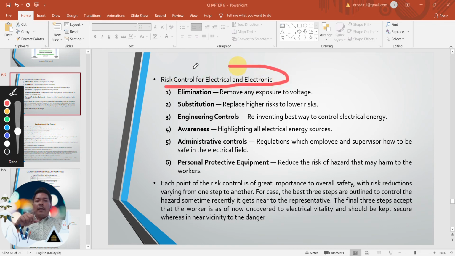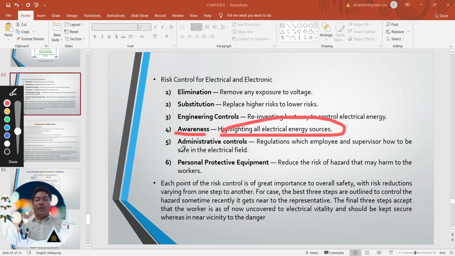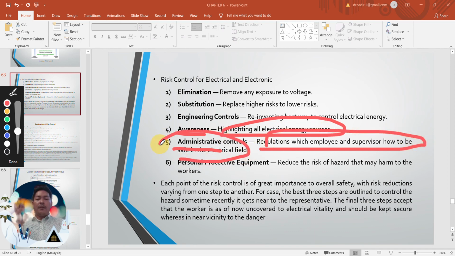Risk control for the electrical and electronic sector. Elimination: remove any exposure to voltage. Substitution: replace higher risk with lower risk. Engineering control: reinventing the best way to control electrical energy. Awareness: highlighting all electrical energy sources. Administrative control: regulations telling employees and supervisors how to be safe in the electrical field.